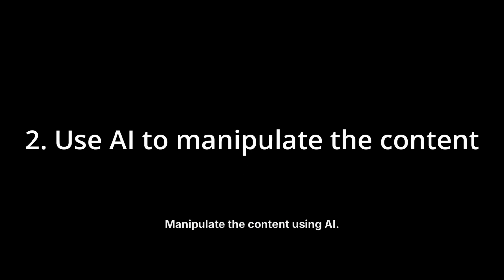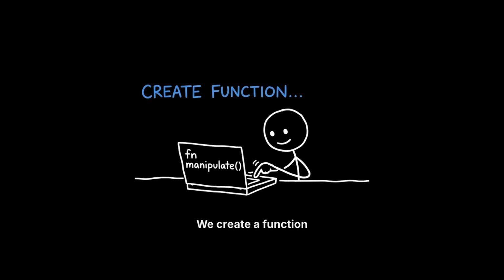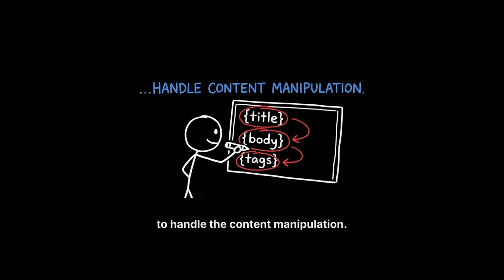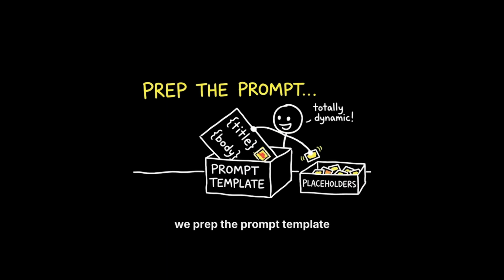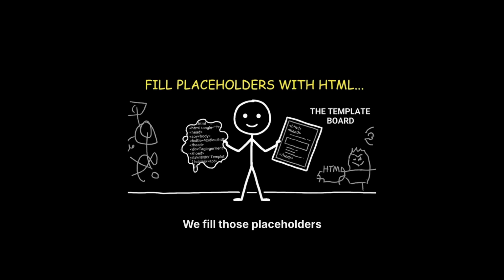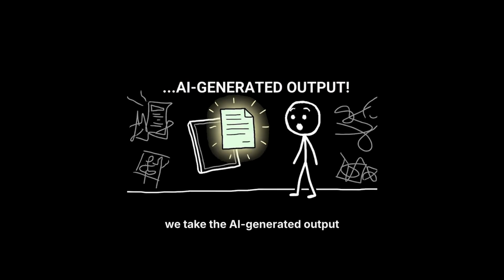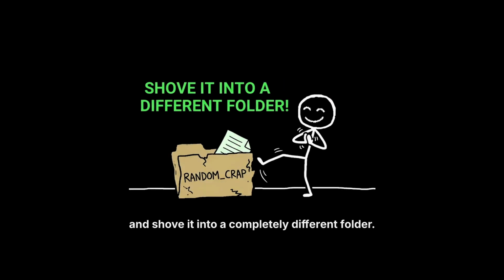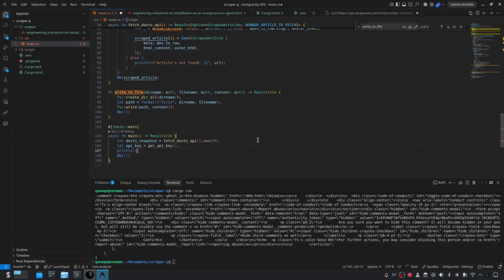Now, step 2, manipulate the content using AI. We create a function to handle the content manipulation. In this function, we prep the prompt template and set up placeholders that are fully dynamic. We fill those placeholders with the extracted HTML data we prepared earlier. Then, we take the AI-generated output and shove it into a completely different folder.